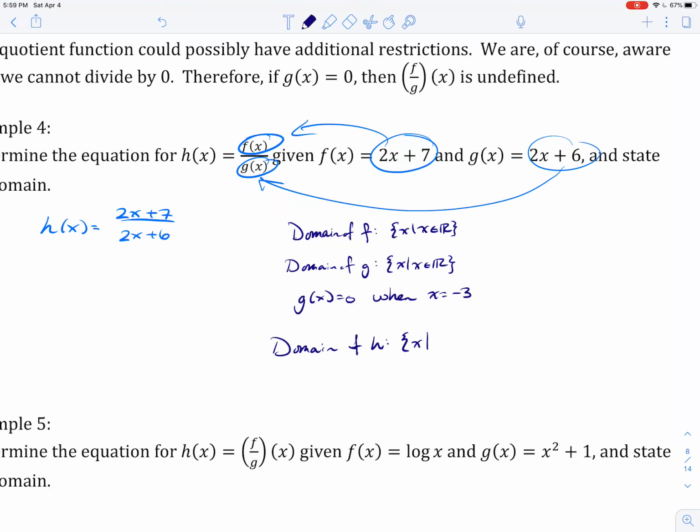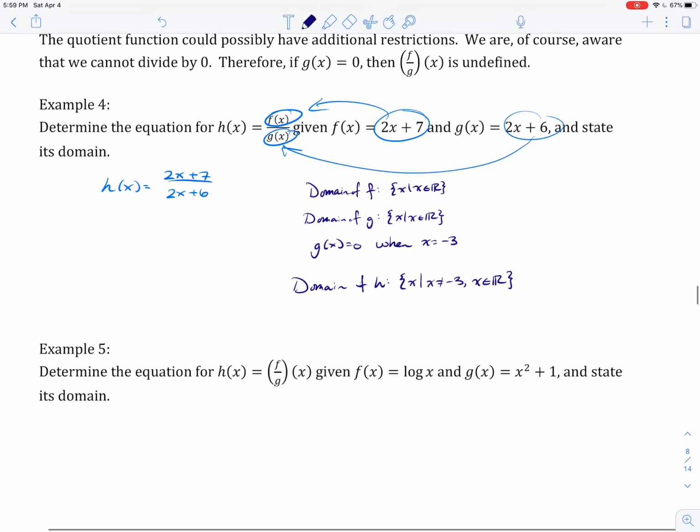So we can still have any real number, just not negative 3. Oh, somebody forgot how to draw a curly bracket. Nope. Focus, determination. Try the other ones out.